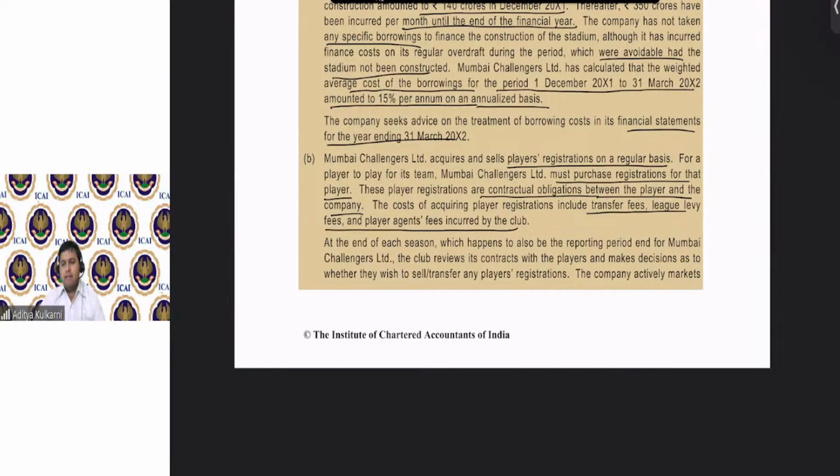So you have a team like Mumbai Indians or Royal Challengers Bangalore or whatever it is. So you had these players who are purchased by these teams, like Dhoni is with Chennai Super Kings, or Kohli is with Royal Challengers Bangalore, or Rohit Sharma is with Mumbai Indians, right? So now, when these teams purchase the registrations of these players on a regular basis, is it a cost that hits the P&L, number one, or is it an asset that needs to be recognized in the books?